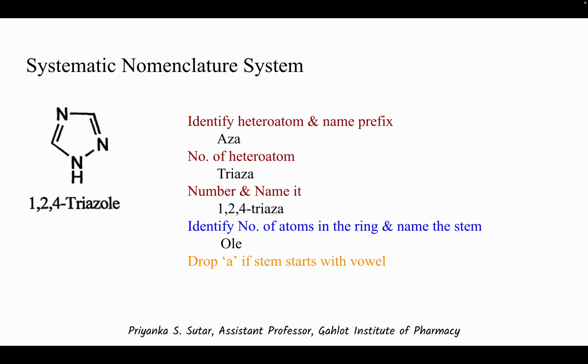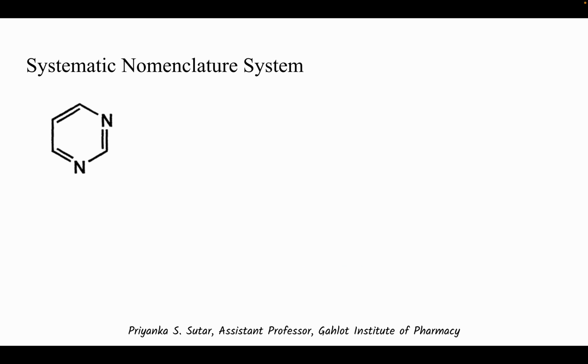Okay. Moving on to next example. First question. Now you see the structure on the screen. Identify the heteroatom and name the prefix. What is the heteroatom? It is nitrogen. Refer table number 1. What is the prefix for nitrogen? It is aza. Right? Now identify number of heteroatom. How many nitrogens are there? 2. So name will be as per rule number 2. What will be the name? Diaza.